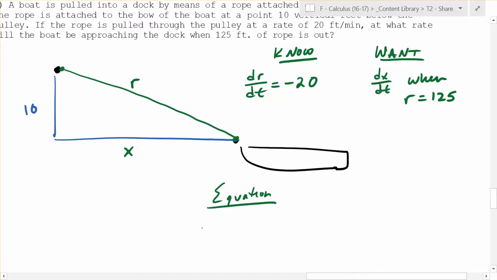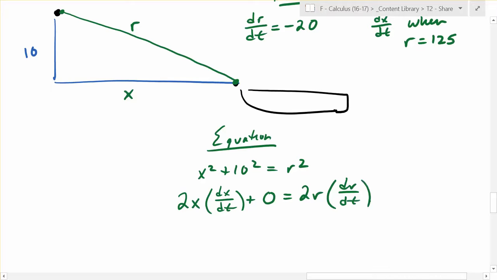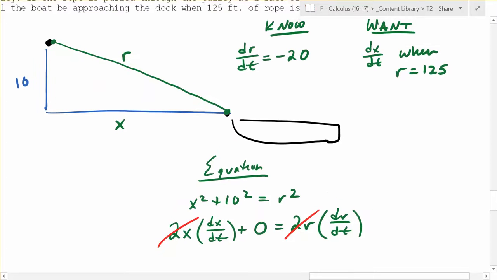It's really nice. What is it? Come on, who can do it? What's our equation? X squared plus 10 squared is equal to r squared. So now we differentiate with respect to t. Mark, what's the derivative of this with respect to t? 2x times dx/dt, plus 0, equals 2r times dr/dt. You're going to do this a lot. And then what cancels? The 2's.